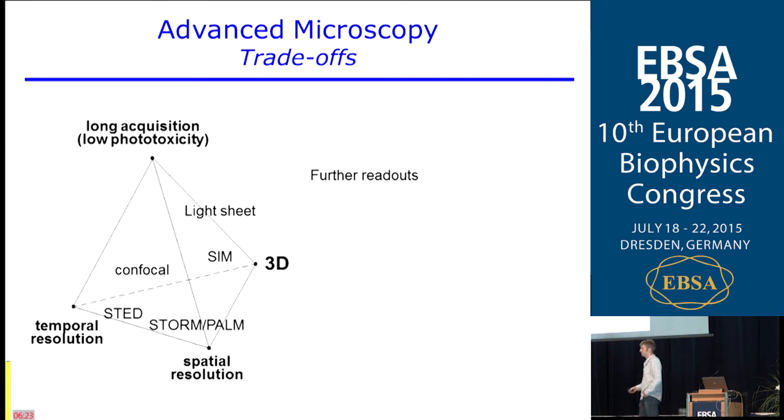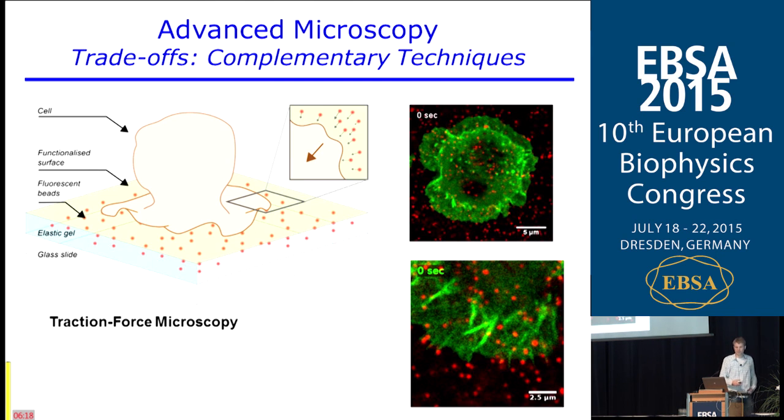On the other hand, you also might want to combine it with other readouts. For example, with this T-cell interaction, we tried at the same time to investigate the forces exerted by the T-cell on the antigens or on the support. So you can do traction force microscopy, where you have an elastic gel full of fluorescent beads. This is the actin, this is the T-cell, and these are the beads.